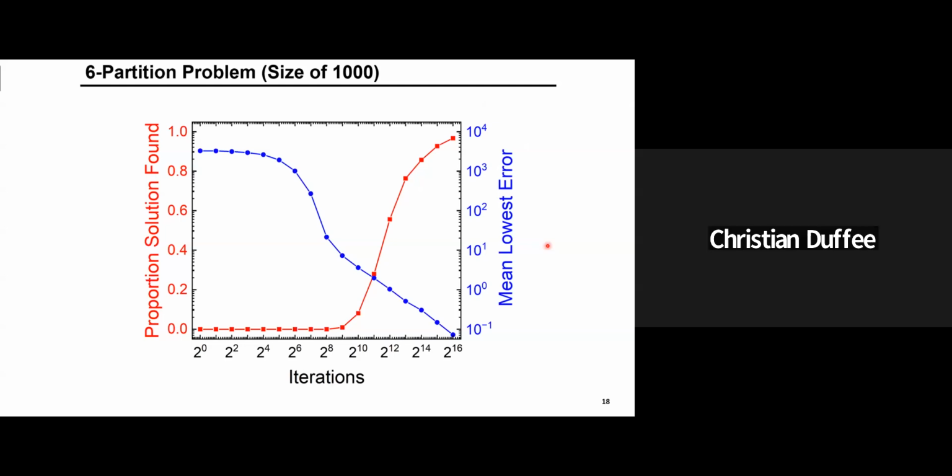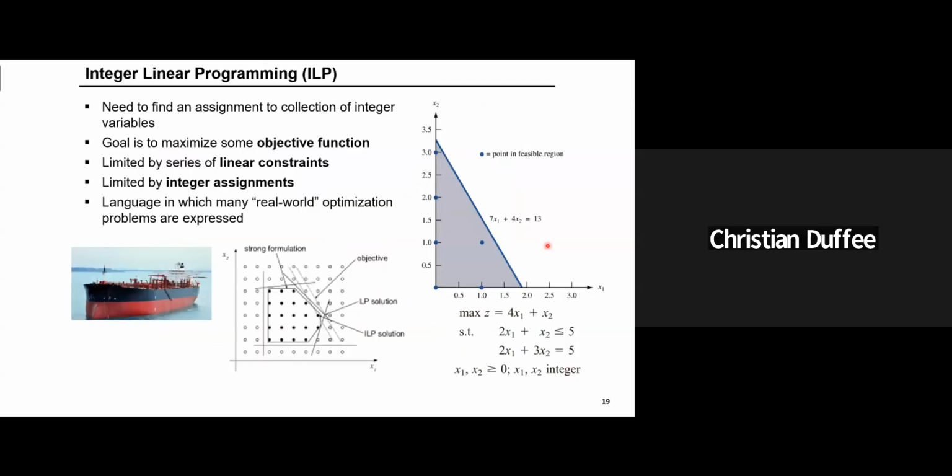We also explored a larger problem using these isotropic p-dits, a 6-partition problem with 100 or 1,000 numbers. And we can see that we continue to converge down to a low energy state as the system grows. But I also wanted to talk about a different class of problems, integer linear programming problems.